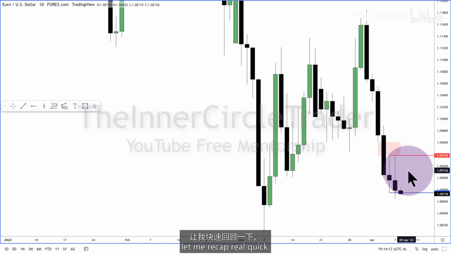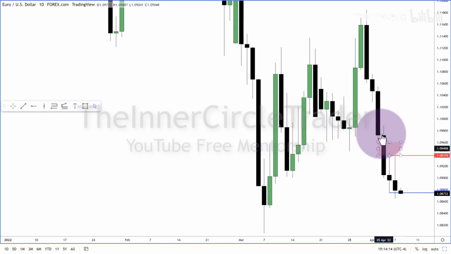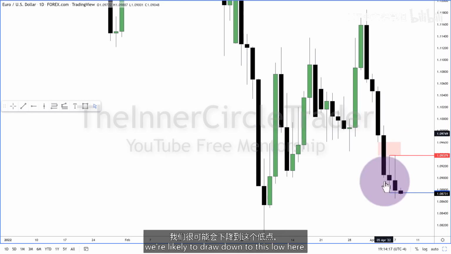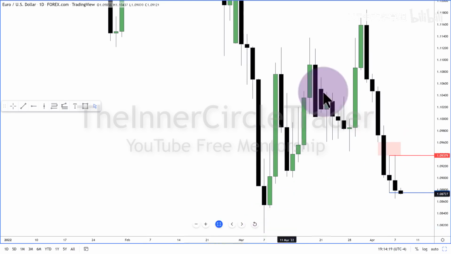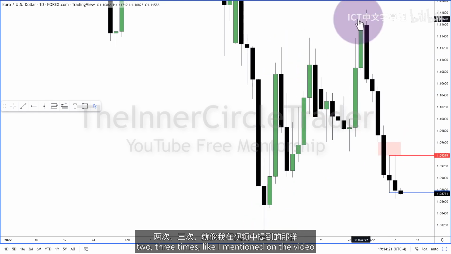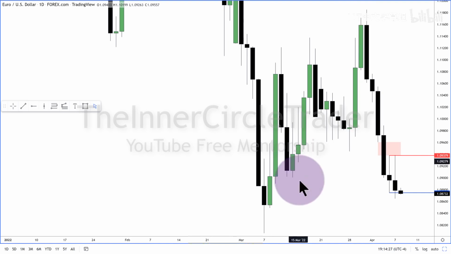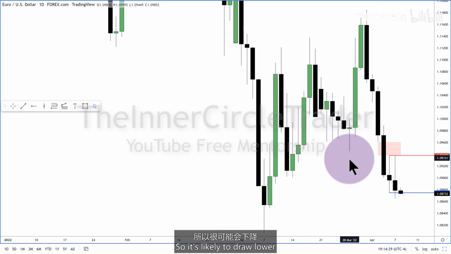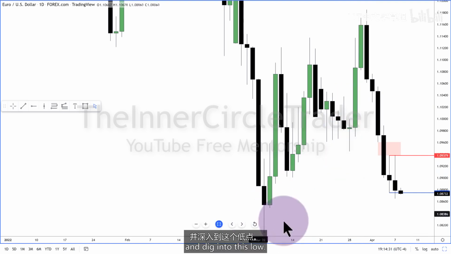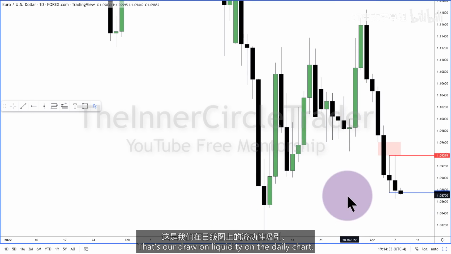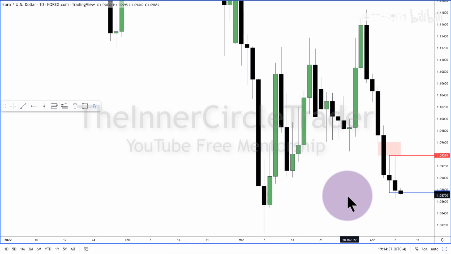Okay. Now, let me recap real quick. Bearish bias. We're likely to draw down to this low here. Why? Because we had 1, 2, 3 times, like I mentioned on the video on Tuesday, or episode 17, if I'm not mistaken, in this mentorship. So it's likely to draw lower and dig into this low. That's our draw on liquidity on the daily chart. But is that your trade target? No. Not for intraday trading.